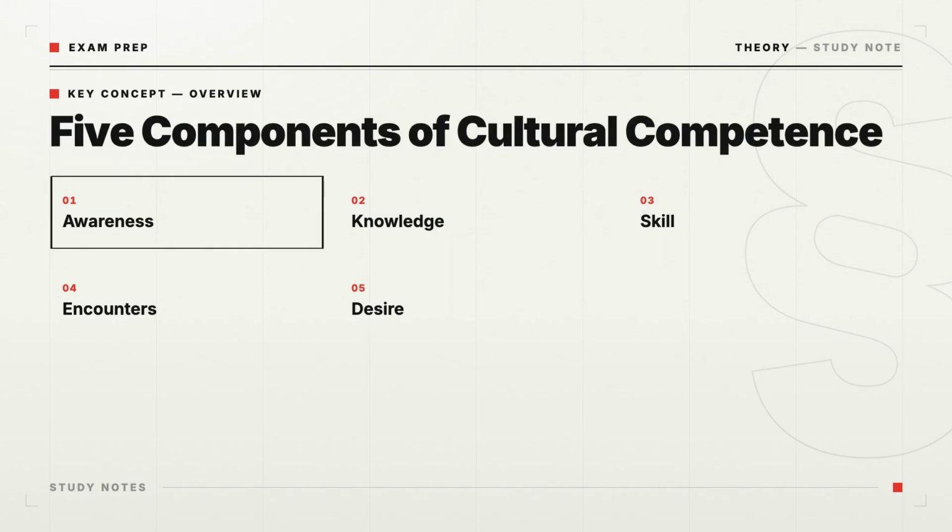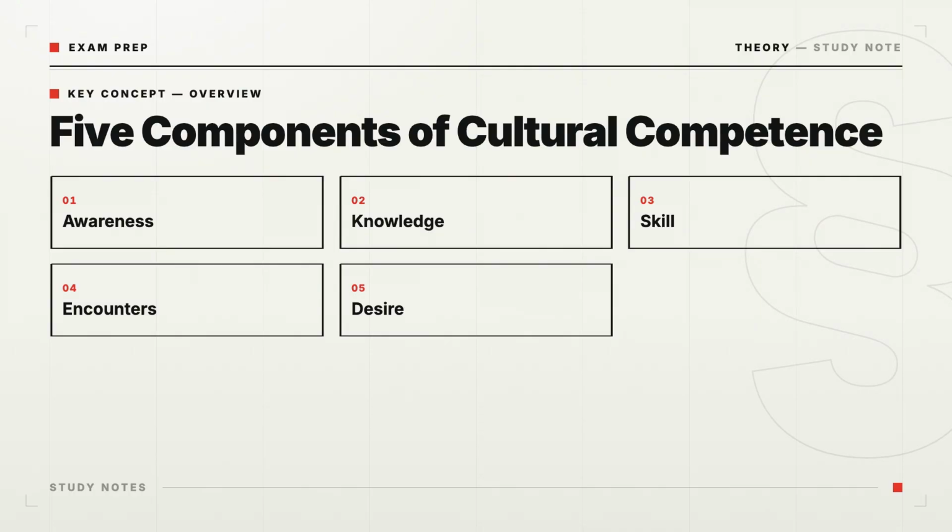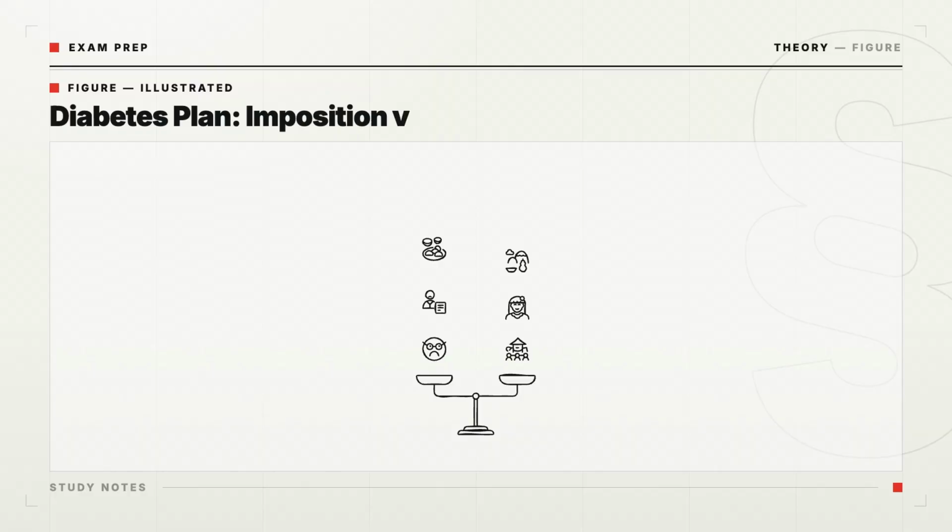A widely taught model breaks competence into 5 interlocking parts: cultural awareness, examining your own biases first; cultural knowledge, learning a population's health beliefs; cultural skill, the ability to assess cultural data; cultural encounters, direct engagement that corrects assumptions; and cultural desire, genuine motivation rather than checkbox compliance.